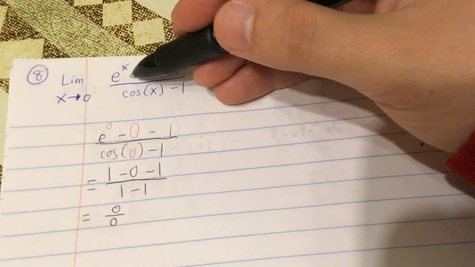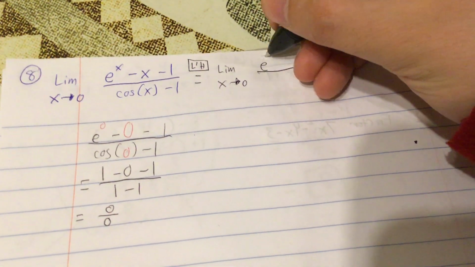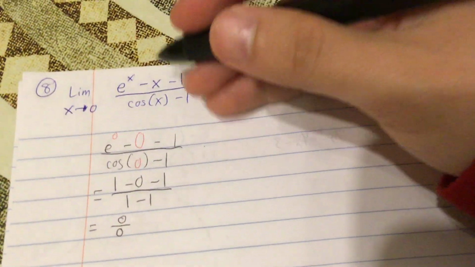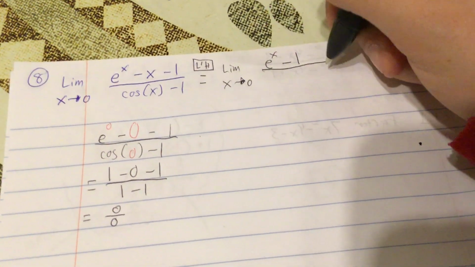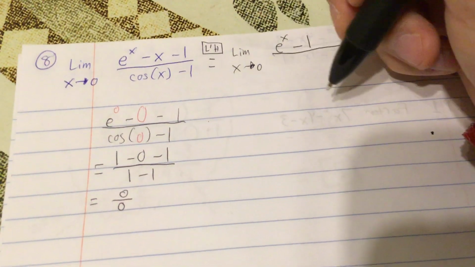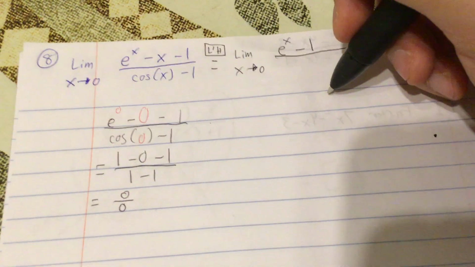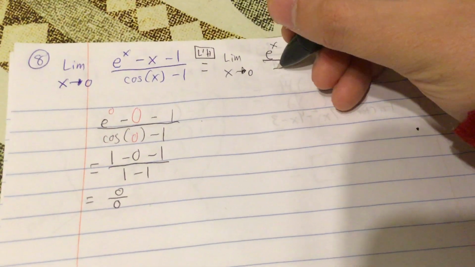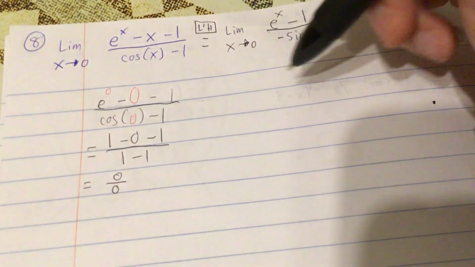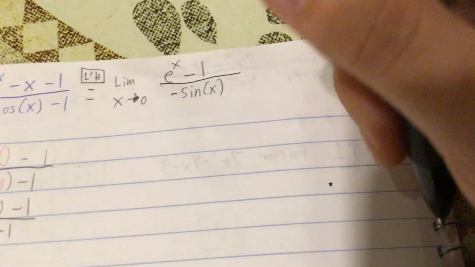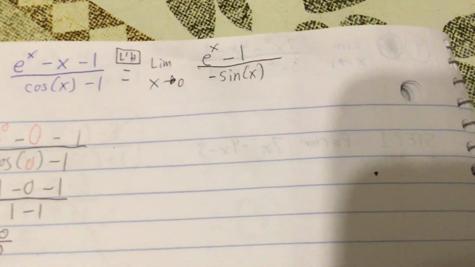What's the derivative of e to the x? Well, I don't have to do chain rule. The derivative of e to the x is just e to the x. What's the derivative of negative x? Minus 1. What's the derivative of negative 1? 0. What's the derivative of cosine of x? Negative sine of x. And what's the derivative of negative 1? Well, it's just 0. So I've got e to the x minus 1 over negative sine of x, and I'm going to try to approach x equals 0.